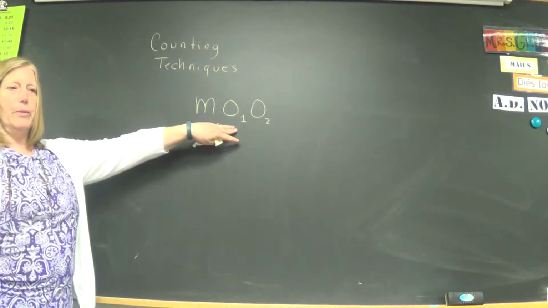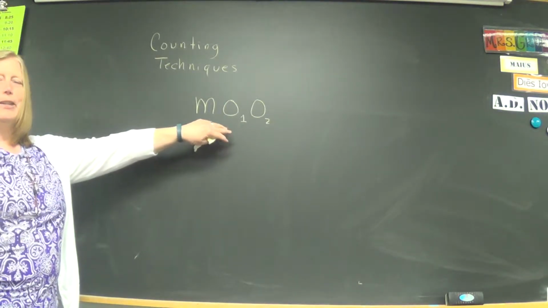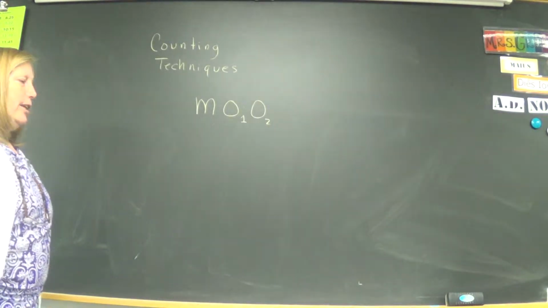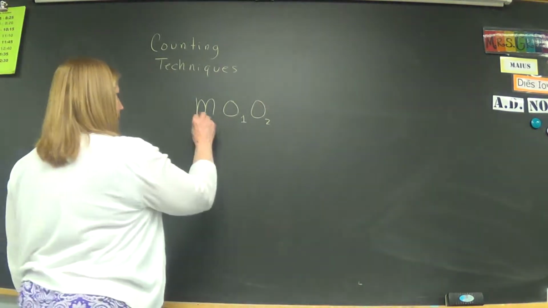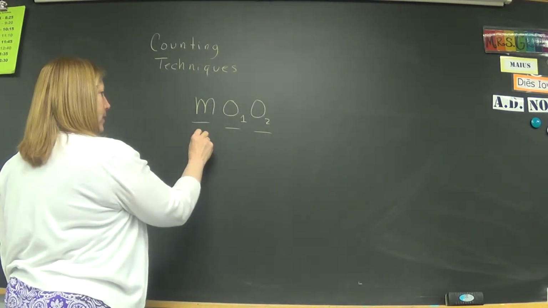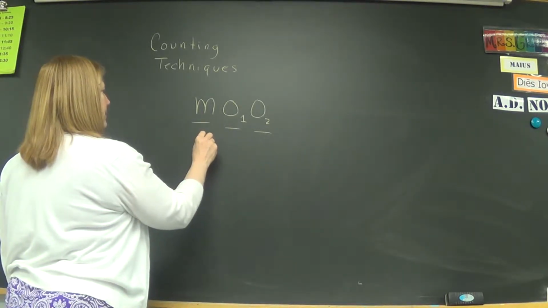All right, everyone got your mu, M, O1, O2. Now I want all the arrangements. Here's one arrangement. Abby, give me another arrangement of these 3 letters. O1, O2.